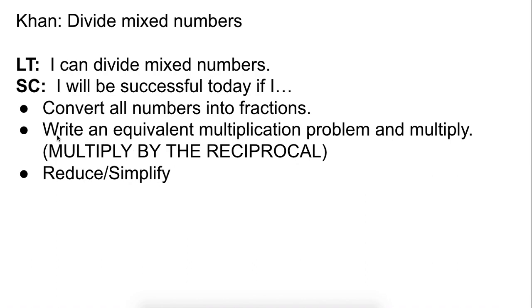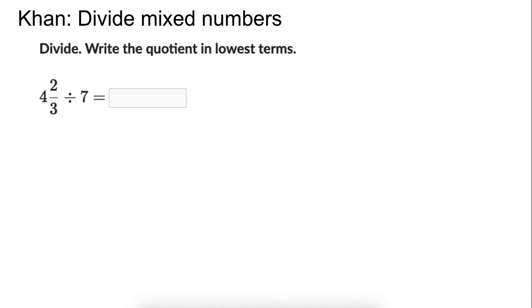So again, these are the steps we'll be doing: converting all numbers into fractions, write an equivalent multiplication problem and multiplying. Again, we call that multiplying by the reciprocal, and reducing and simplifying. Okay, let's look at these.